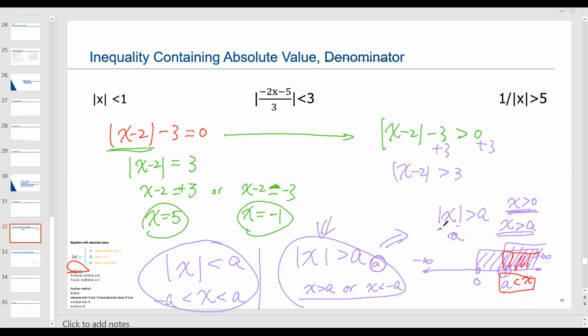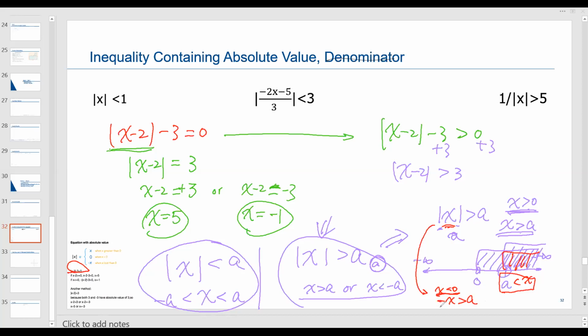When X is a negative number, less than 0, when we get rid of the absolute value, it changes to its opposite, which will be negative X. X is a negative number, so you put a negative in front and it becomes positive, right? So negative X is greater than A. And right now, divide both sides by negative 1.